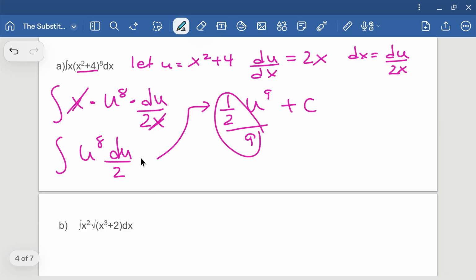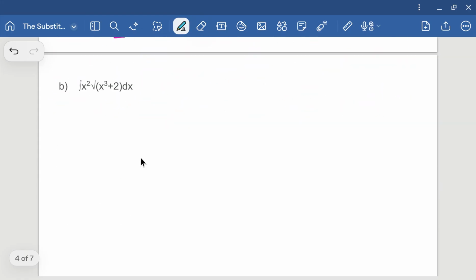So let's deal with that fraction and replace our u back in, and this ends up being 1 over 18 times x squared plus 4 to the power of 9 plus c. So again, this would be a lot faster than expanding this out and then dealing with our rules. So if I look at the next one, which is on page 511, we have the integral of x squared times the root of x cubed plus 2 dx.